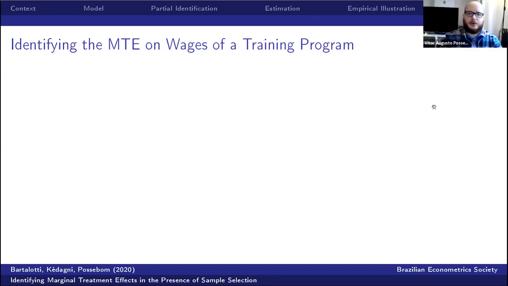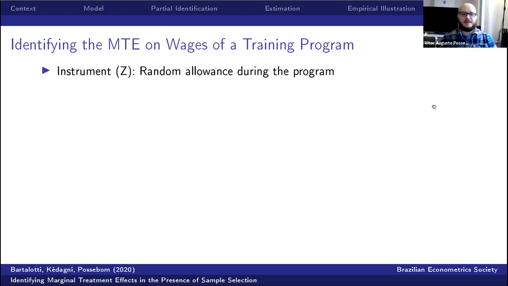So let's use our running example in order to understand our setup and our target parameter. So basically, we have an instrument Z. This instrument has to be continuous. So let's assume that this training program has some sort of random allowance that is given to each participant. Finally, we have our treatment. We want to estimate the effect of this treatment, and we denote treatment by D, and it's a job training program. So you can think about, in the US, the Job Corps training program, or in Brazil, you can think about Pronatec or Jovem Aprendiz.